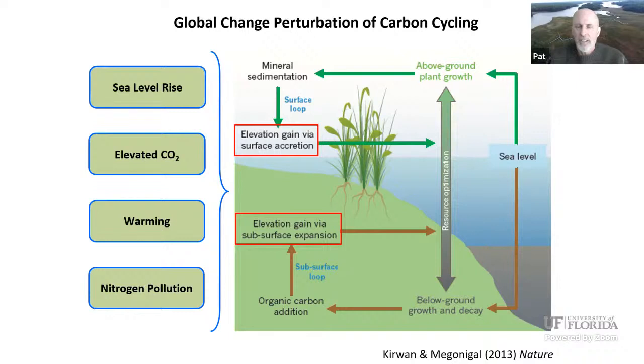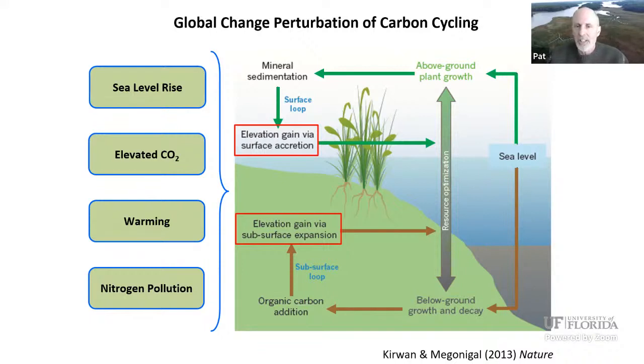Then we have in these red boxes elevation as the key response variable that we're interested in. Elevation can increase by two processes, either an above ground loop in which the plants are interacting with mineral sediments to grow the soil surface from the top up, or a below ground loop, which will be more my focus, in which the balance between plant carbon inputs through root productivity and decomposition determine how much organic carbon is added to the surface, added to the soil, causing it to gain elevation from the bottom up through expansion.